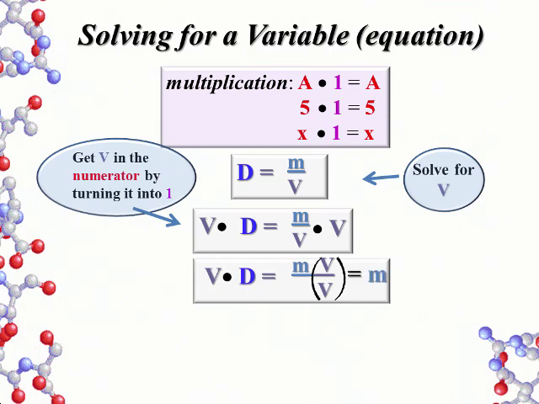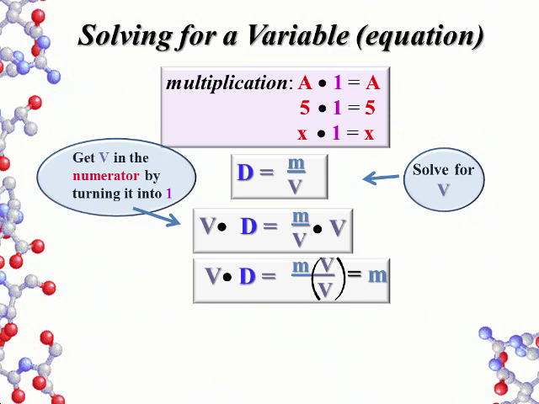M times 1 equals m. This multiplication step is the one that befuddles many students. It looks like an extra step that doesn't appear to help isolate v. But v is no longer in the denominator, and that is a step forward. We now have an equation with v in the numerator, which is a much more comfortable position.